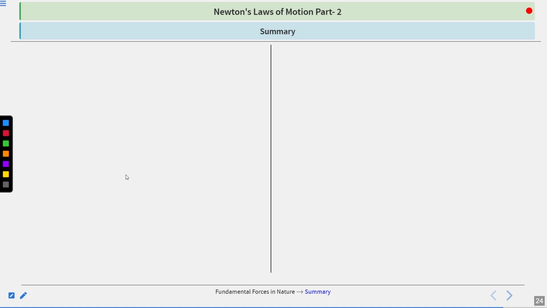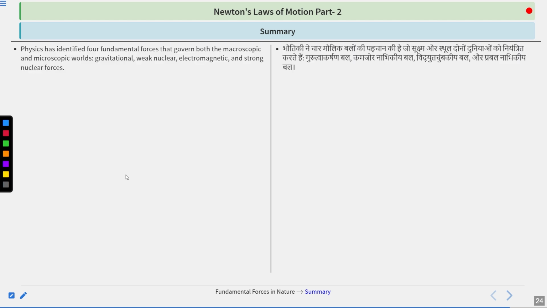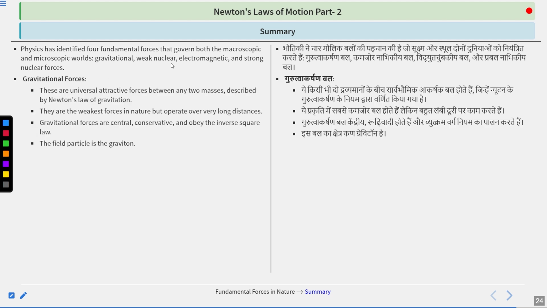Here we have finished the topic. Now it's time for the summary discussion. We talked about the identification of four fundamental forces that govern both the macroscopic and microscopic worlds: gravitational force, weak nuclear force, electromagnetic force, and strong nuclear force. Gravitational forces are universal attractive forces between any two masses, defined by Newton's law of gravitation. The weakest force in nature, but they operate over very long distances.